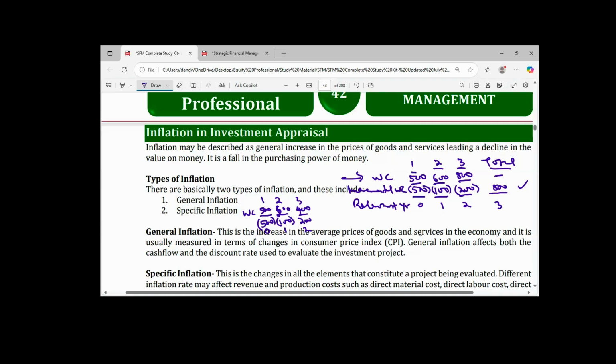Then at the end of the useful life, which is year 3, you are going to recover the balance, which is 400. Out of the 600, you have recovered 200 in year 2. Then the balance of 400 will be recovered in year 3. When you had 500 plus 100, that's 600. 200 plus 400, that's 600. With this, I've recovered the entire working capital.